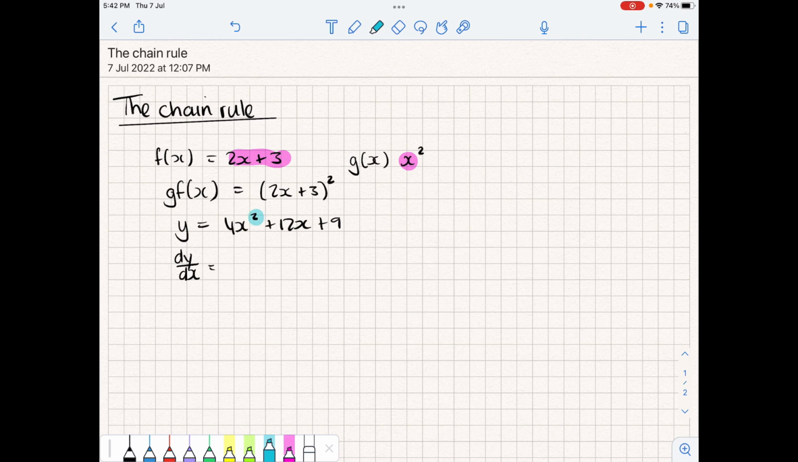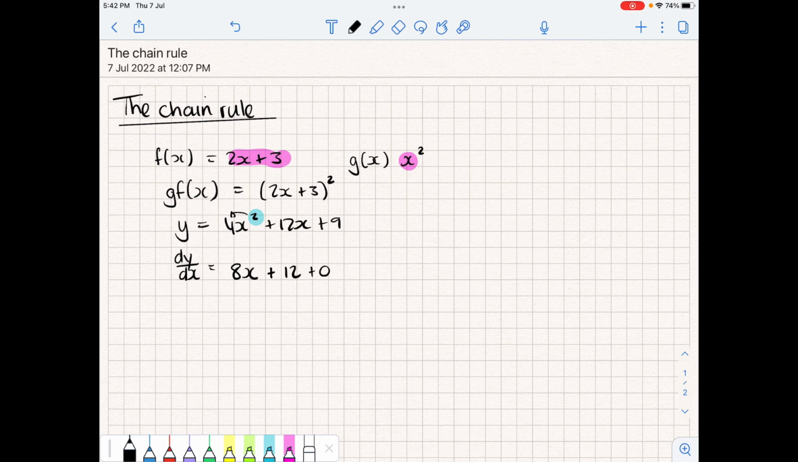So we can multiply by the power. So we're going to multiply by anything in front of x. So we'll get 8x and reduce the power by 1. It becomes 1, and plus 12 for the next one, etc. Right? And the constant is obviously 0. So in this case, where we had a function inside a function, it was very easy for us to just expand this out and differentiate using the power rule that we've learned previously.